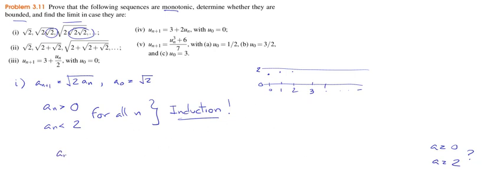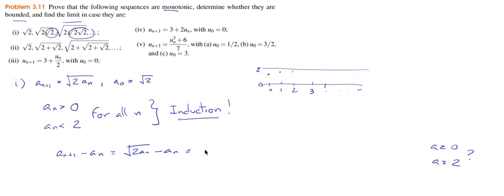You have to compute the subtraction a sub n plus 1 minus a sub n and see if this is smaller than 0 or greater than 0. If it's greater than 0, the sequence is increasing. If it's smaller than 0, then the sequence is decreasing, okay? Well, now this is the square root of 2an minus an. We know how to deal with this.